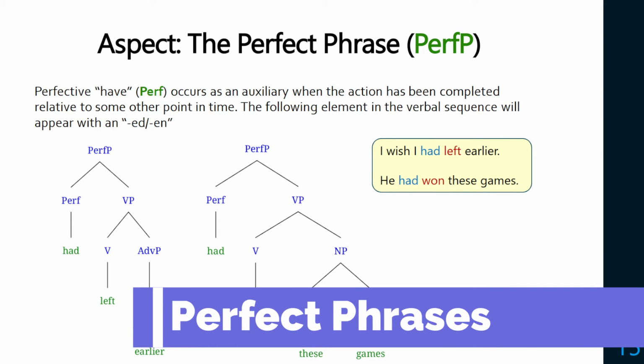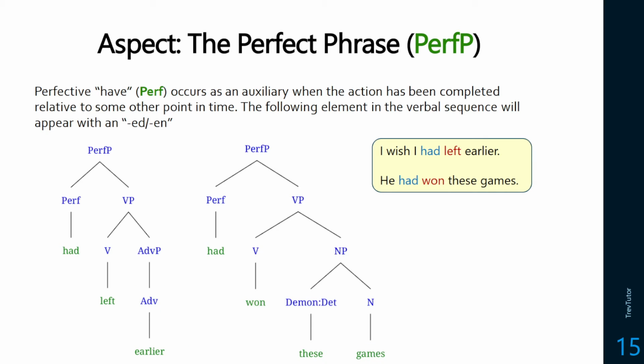The auxiliary perfective have is another auxiliary that can occur before the verb. It's going to have its own category and its own phrase. And its meaning is that the action has been completed relevant or relative to some other point in time. And what you'll always find, so for instance, had left, had won, is some sort of have verb, so a helping verb, and then you're going to have the main verb after it. And it's going to be in either an -ed/-en or in an irregular form. So had left, or in the case of had won.